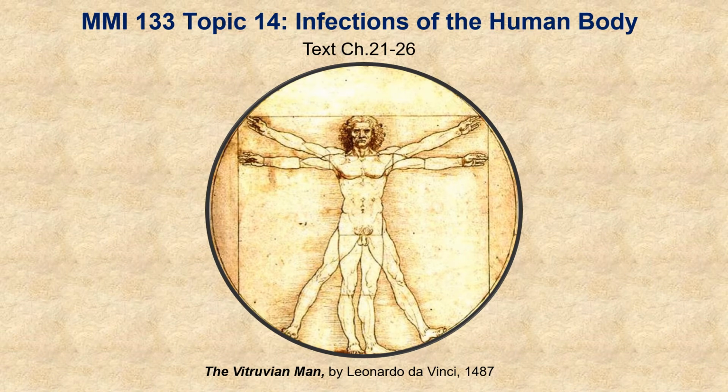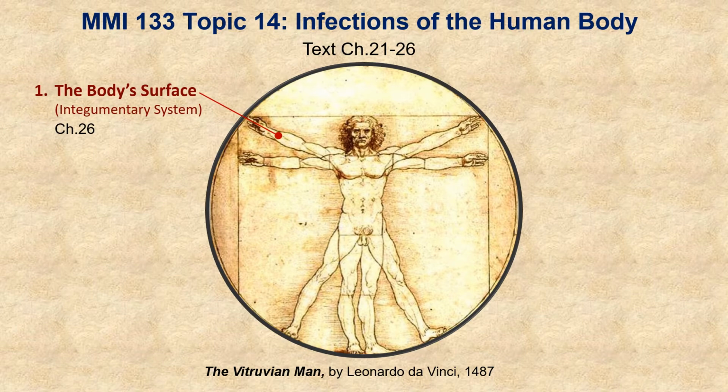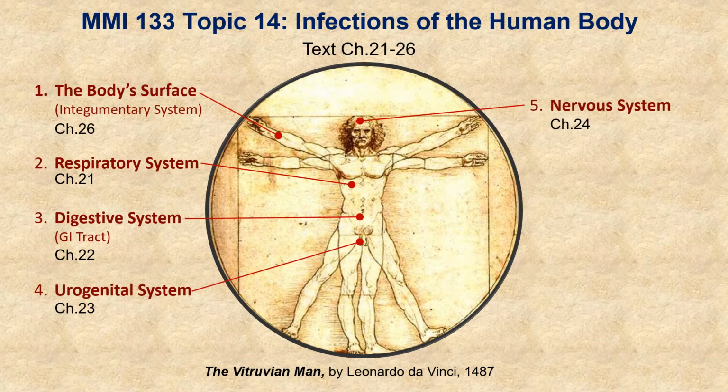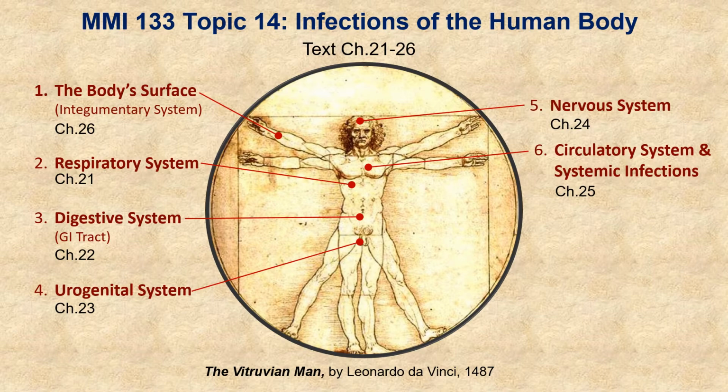So topic 14, infections of the human body. We're going to be talking about the body's surface, so the skin. We're going to be talking about the respiratory system, the digestive system, the urogenital system, the nervous system, and the circulatory system. So I'm going to break this particular unit up into a few lectures, about maybe 20 minutes each.